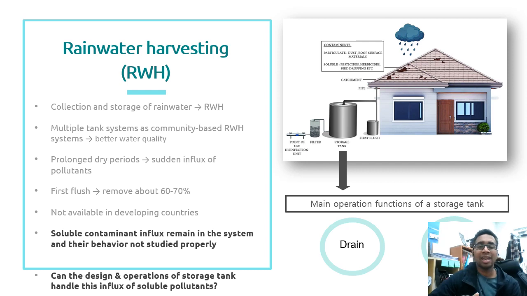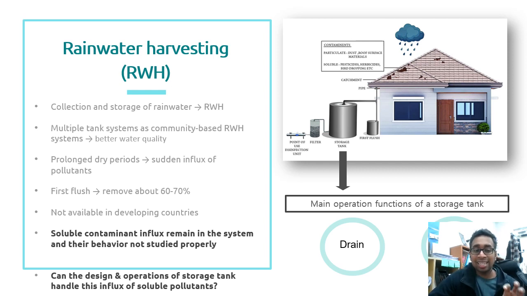However, whether it's a multiple tank or a single tank system, if there's a prolonged dry period, almost all the dust and all the pesticides, herbicides, and all these pollutants get deposited onto the roof surface, and after a dry period, with the initial rainfall, all these pollutants get washed up and come as a sudden influx into the first flush and the storage tank. And of course, if there's a first flush present in the system, it can remove about 60 to 70% of the pollutant influx. But in most of the developing countries, a first flush is not provided.